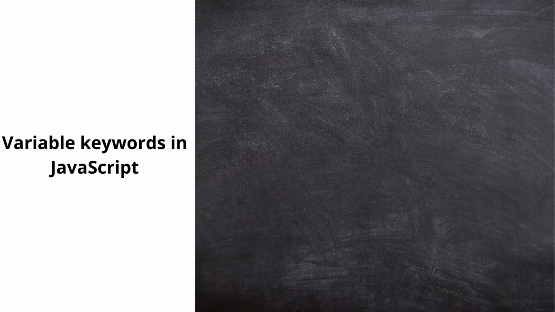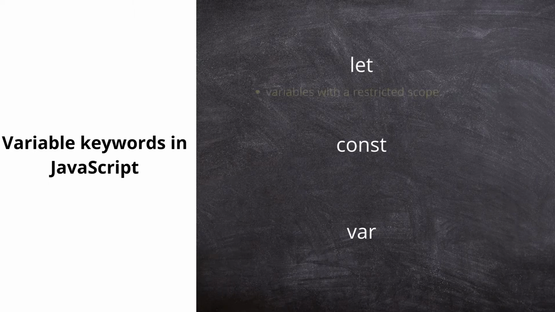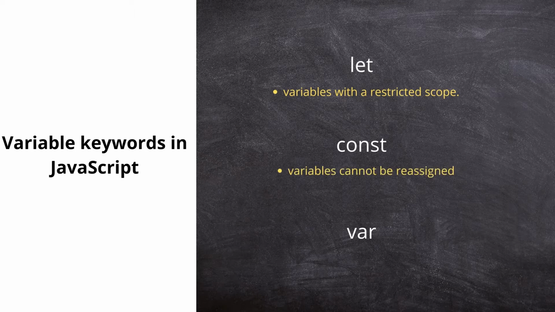Also important to know is that in JavaScript we have different keywords. The most used keywords for variables are let, const and var. The let keyword defines variables with a restricted scope. The const keyword, on the other side, allows you to define a variable that cannot be reassigned. Because it is a little complicated to describe the differences between these keywords, and because they are not supported in older browsers, we will most often use var keyword.